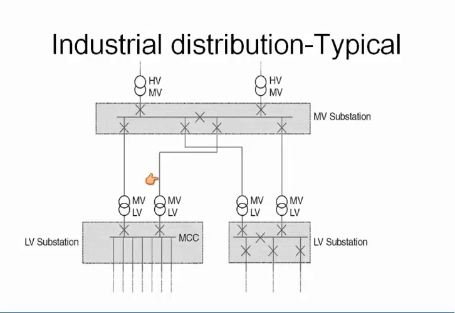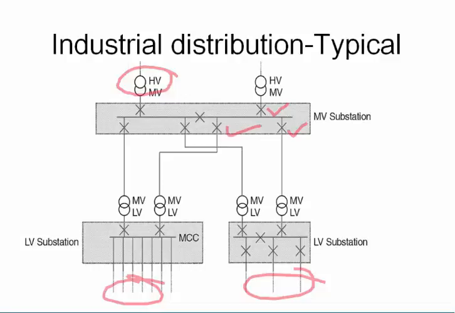If for example you had an issue with this one, alright, by closing this, this will be closed, and closing this, you are supplying both loads. On the other hand, if you had issues with this one, then by closing this, you are supplying both loads. So for maintenance purposes, if one is off, you can run the other one to supply all the loads. Changeover, maintenance, redundancy, reliability.